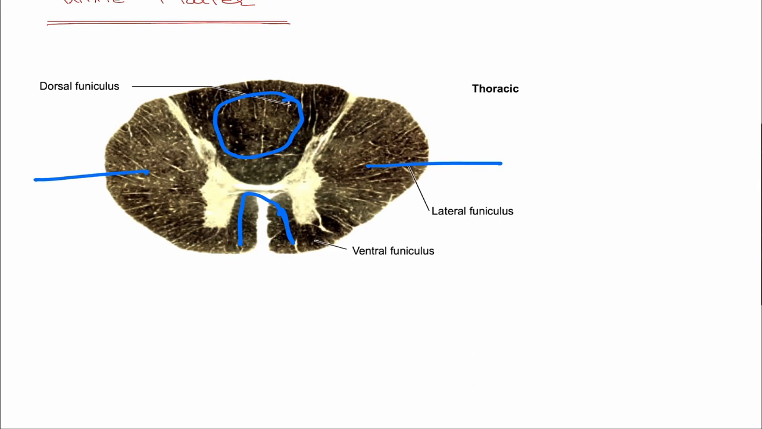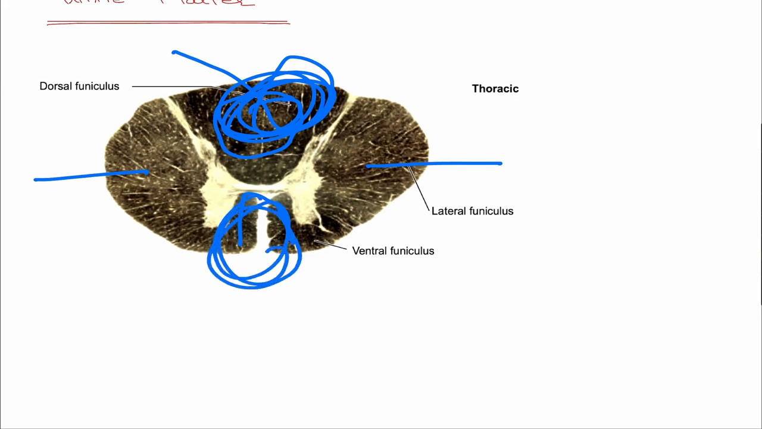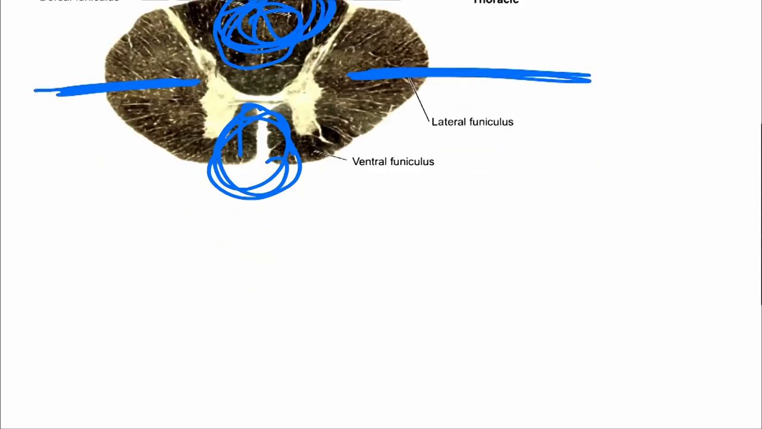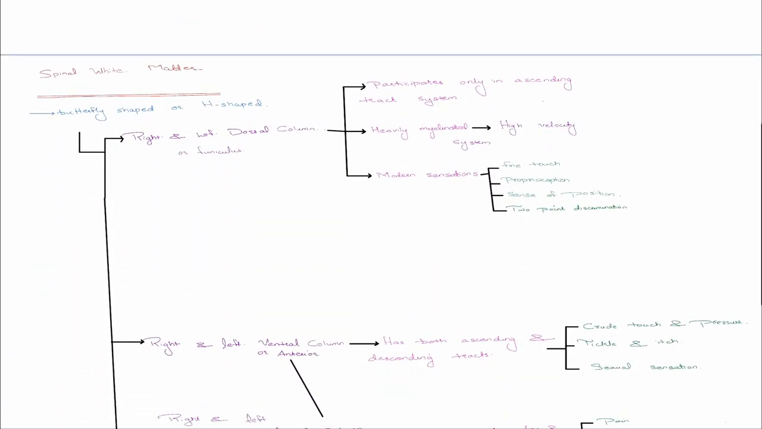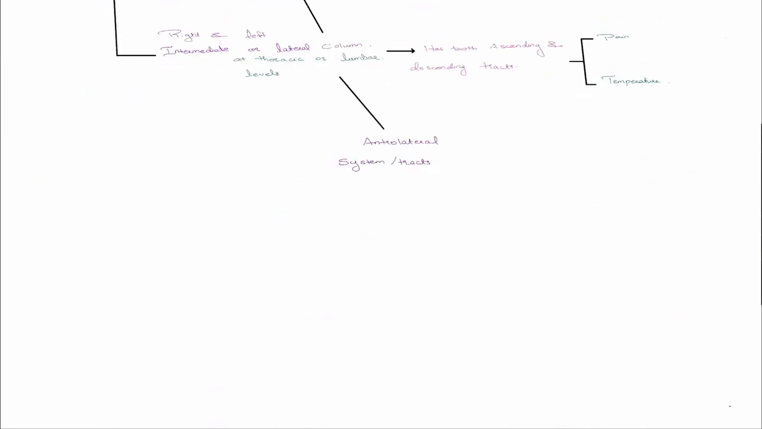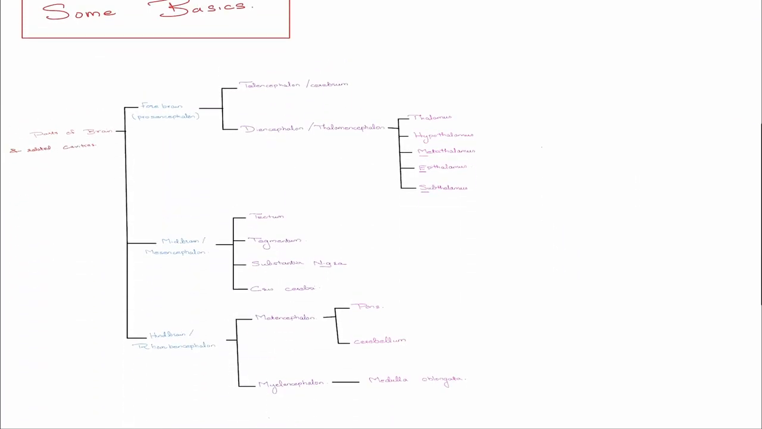So now the tracts simply use the same name. You have heard of dorsal spinothalamic tract. This tract goes in this region. And you have heard of ventral spinothalamic. In this region it goes upwards. Lateral spinothalamic goes through this region. So it's very simple. Now let us come on to the next part, which is the basics on brain.